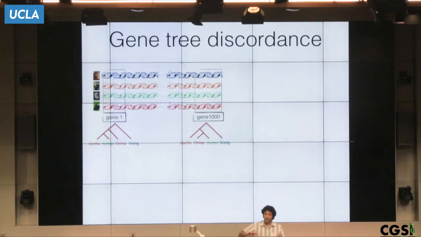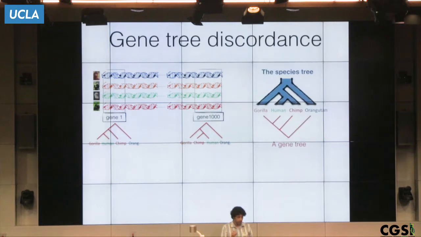Okay, so back to the idea of gene tree discordance. As you go across the genome, the true phylogenetic history can change from one part to another, right? So for one part, you can have gorilla and human be sister to each other. For another part, you can have human and chimp together. Does this mean it's hopeless to think about one tree? No, it doesn't. This is very important to understand.